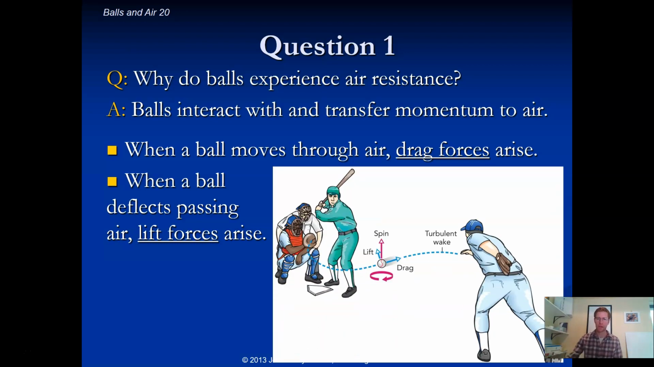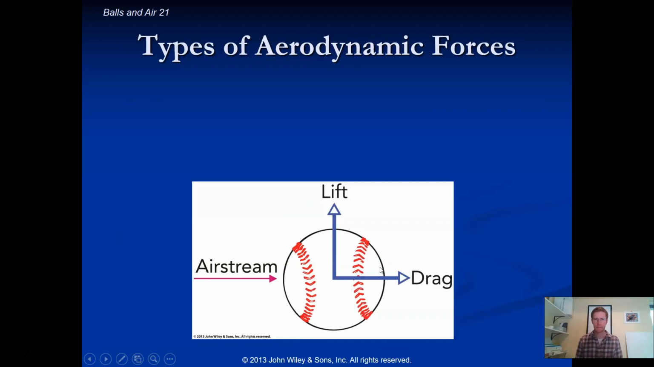So again, the drag forces, as you can see in this picture, are going back towards the pitcher against the direction of motion of the ball, and then lift forces based on the spin are going to be more or less perpendicular to the direction of motion, up, down, left, or right. So if the ball in this picture is moving to the left as we look at it, drag would be to the right, and lift could be up, down, left, or right.